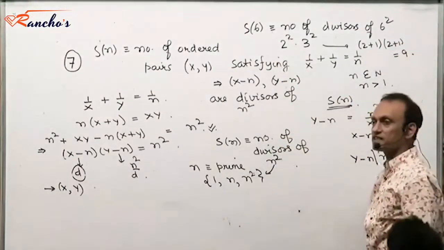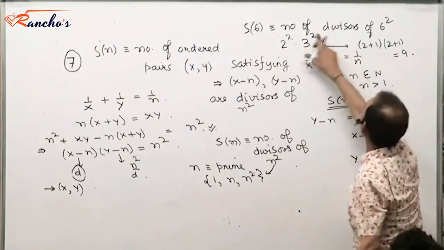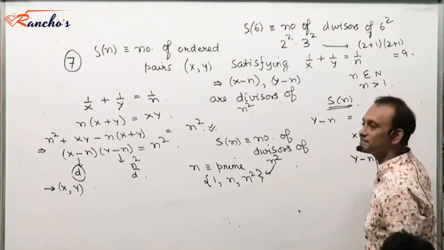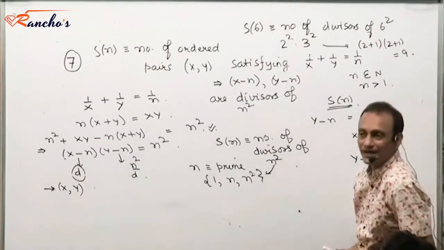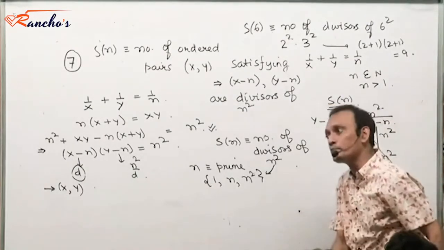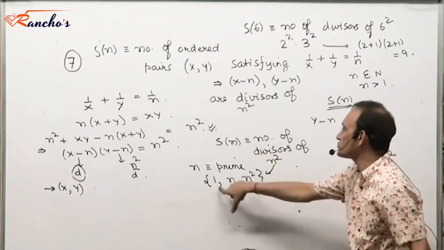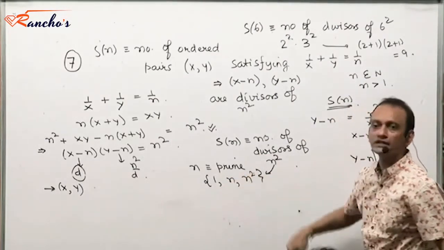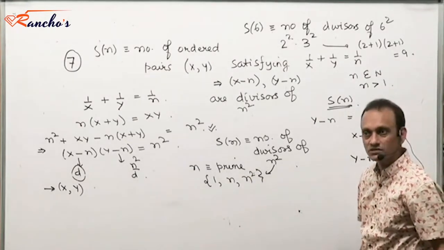Number of divisors of 6 squared is number of divisors of this, which is 2 plus 1 into 2 plus 1, which is 9 divisors. Yes or no? So S6 would be 9. Sn would be 3 if n is prime, because if n is prime, then the divisors of n squared would only be 1, n and n squared. Sounds good?